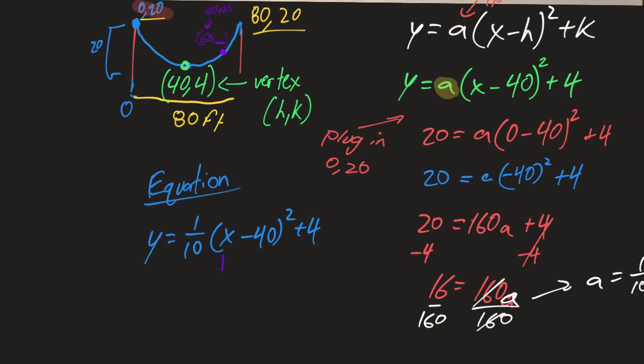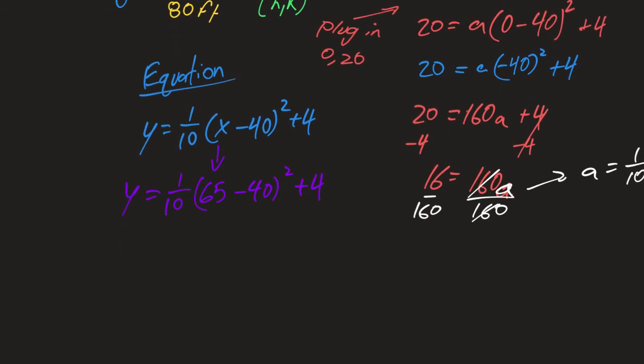So I'm going to plug in 65 for my x value, and let's see what solution we get. Plus 4, 1 over 10 out in front equals y. And this y value is going to be my height at that point. So let's see how this simplifies down. We got 65 minus 40 is 25. And so we've got 1 over 10 times 25 squared plus 4. And we'll just keep simplifying this.